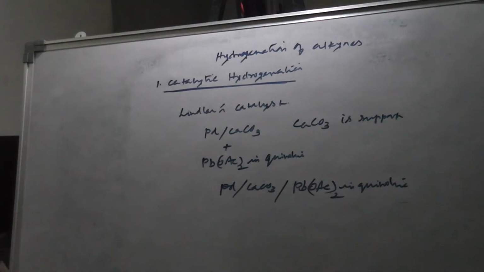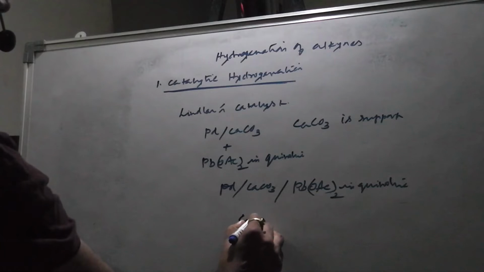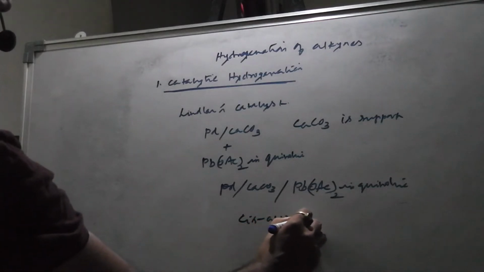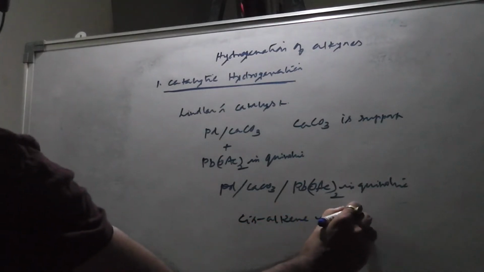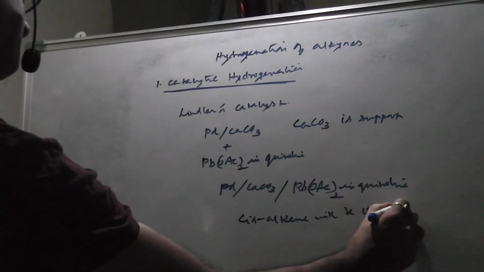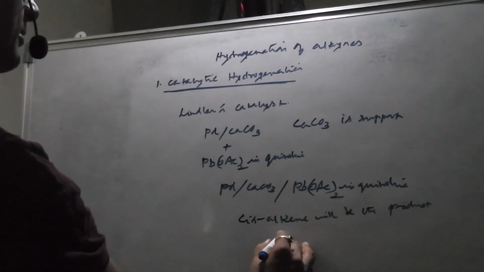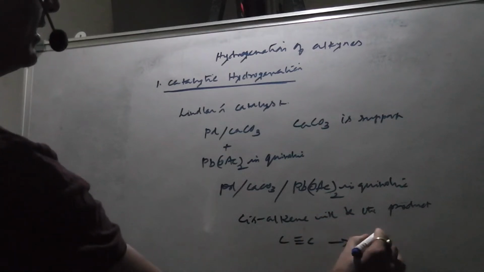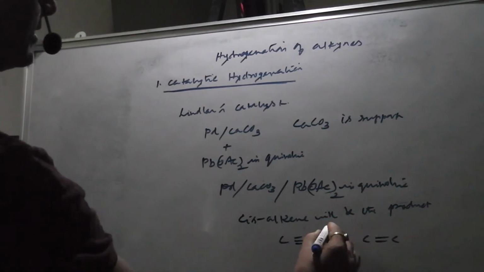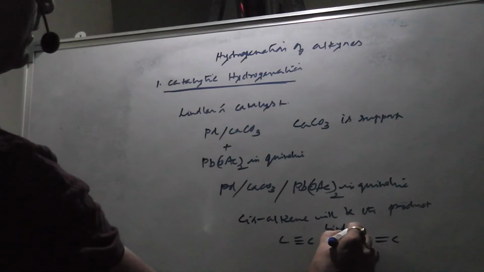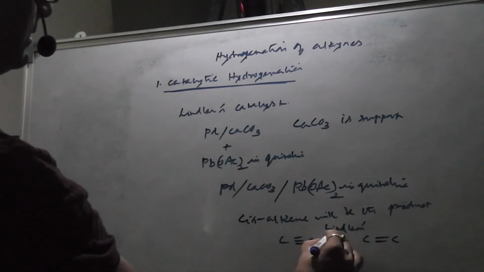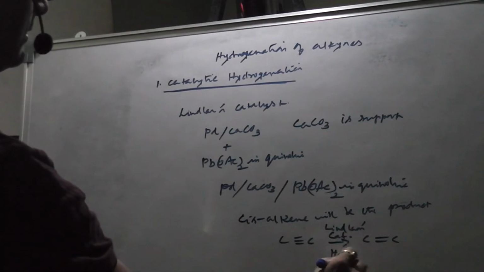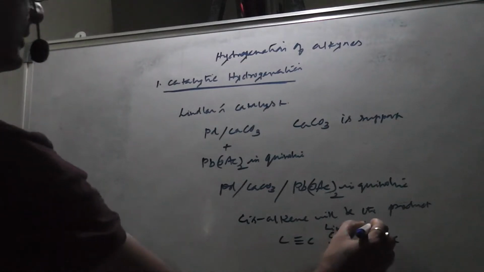And the alkene is also predominantly cis alkene. Cis alkene will be the product. So a triple bond will be reduced to a double bond by this Lindlar's catalyst. That is what we could see.